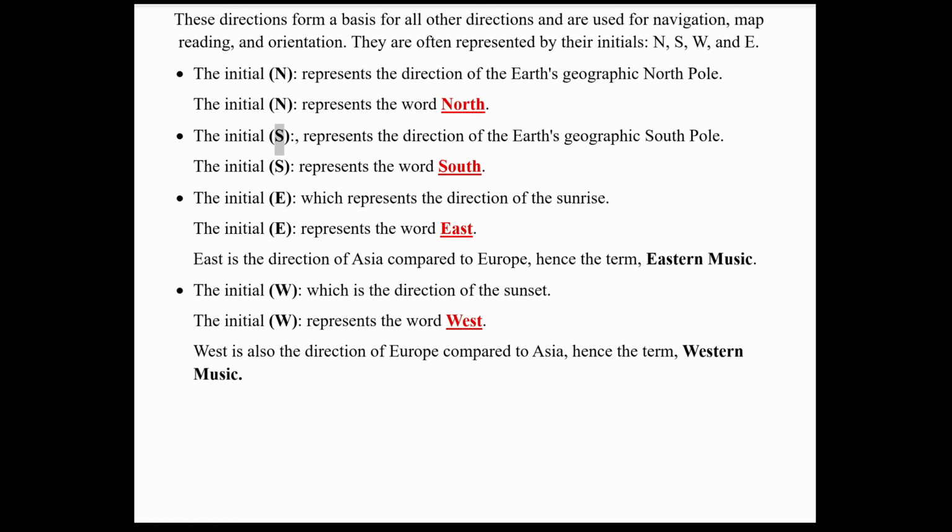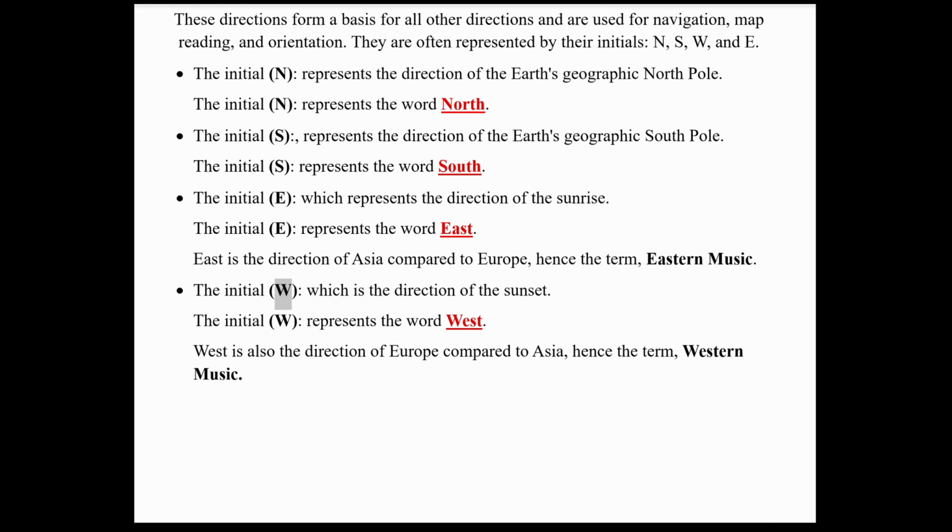The initial S represents the direction of the Earth's geographic South Pole. The initial S represents the word south. The initial E represents the direction of the sunrise. The initial E represents the word east. East is the direction of Asia compared to Europe, hence the term Eastern music.